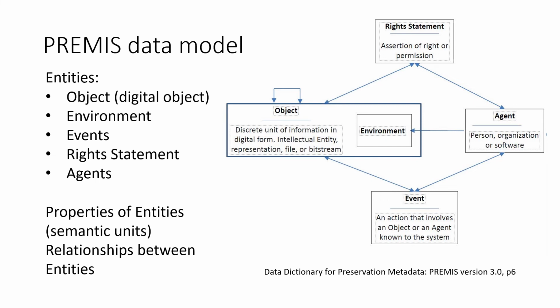The agent entity. An agent is a person, organization, or software program or system associated with the events in the life of an object, or with rights attached to an object. Agents can have different roles in relation to an event or to objects. They can, for example, be persons, organizations, or programs. They can contain an identifier and possibly other information like a name or a type.